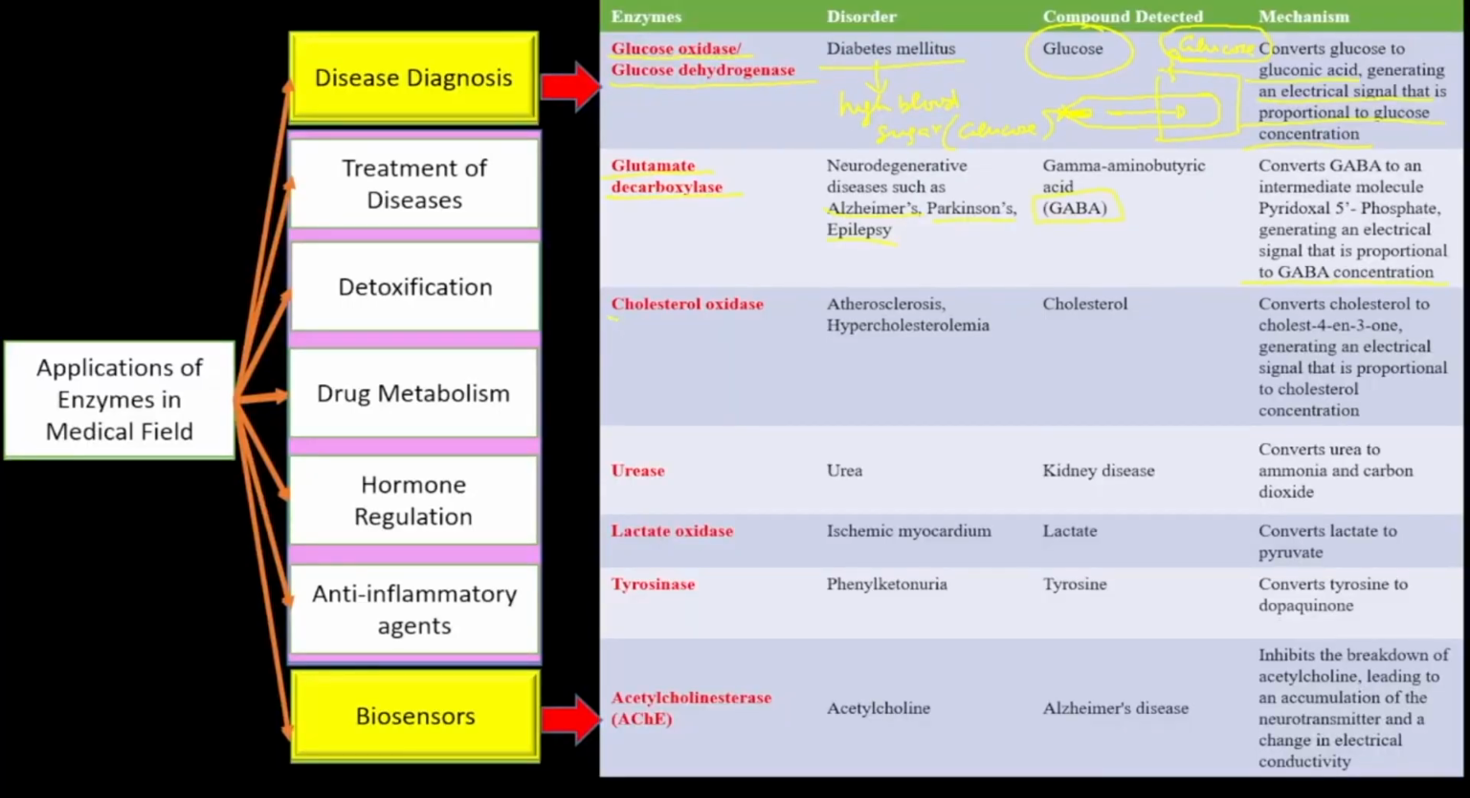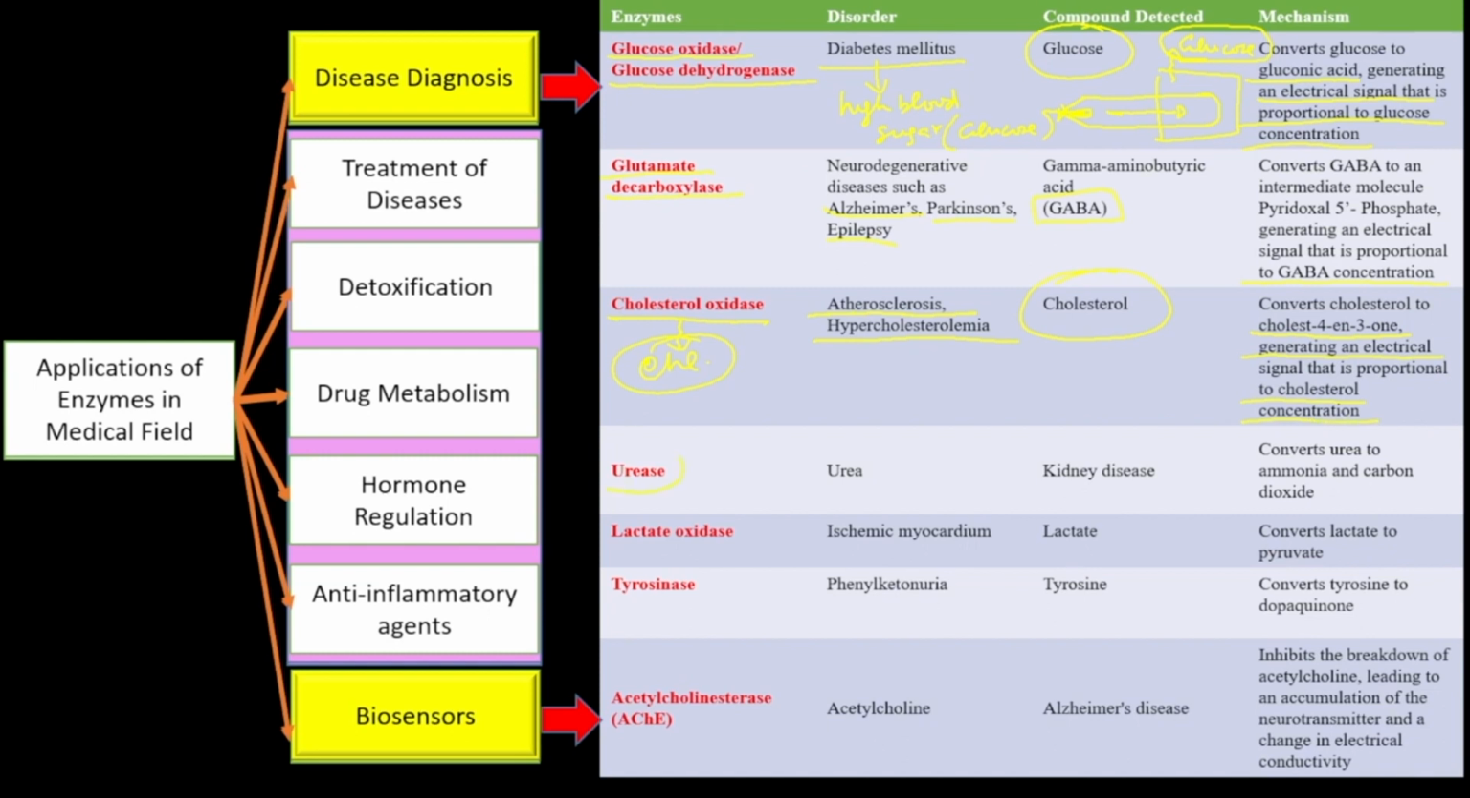Then we have cholesterol oxidase. Cholesterol oxidase is an enzyme used for detection of two diseases, atherosclerosis and hypercholesterolemia. Basically, cholesterol oxidase allows you to detect the cholesterol present in a particular biological fluid. How it detects: it converts the cholesterol into cholesterol 4-enone, and it generates an electrical signal that is proportional to the cholesterol concentration.